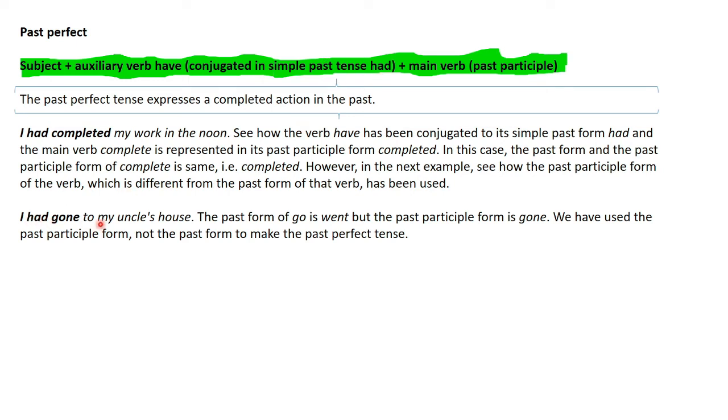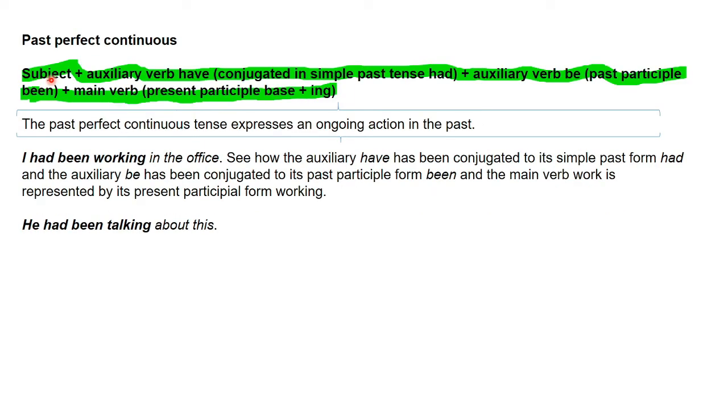I had gone to my uncle's house. The root form here is go, the past form is went, but the past participle form gone has been used. I had gone to my uncle's house. They had eaten their lunch. Finally, we have the past perfect continuous tense.